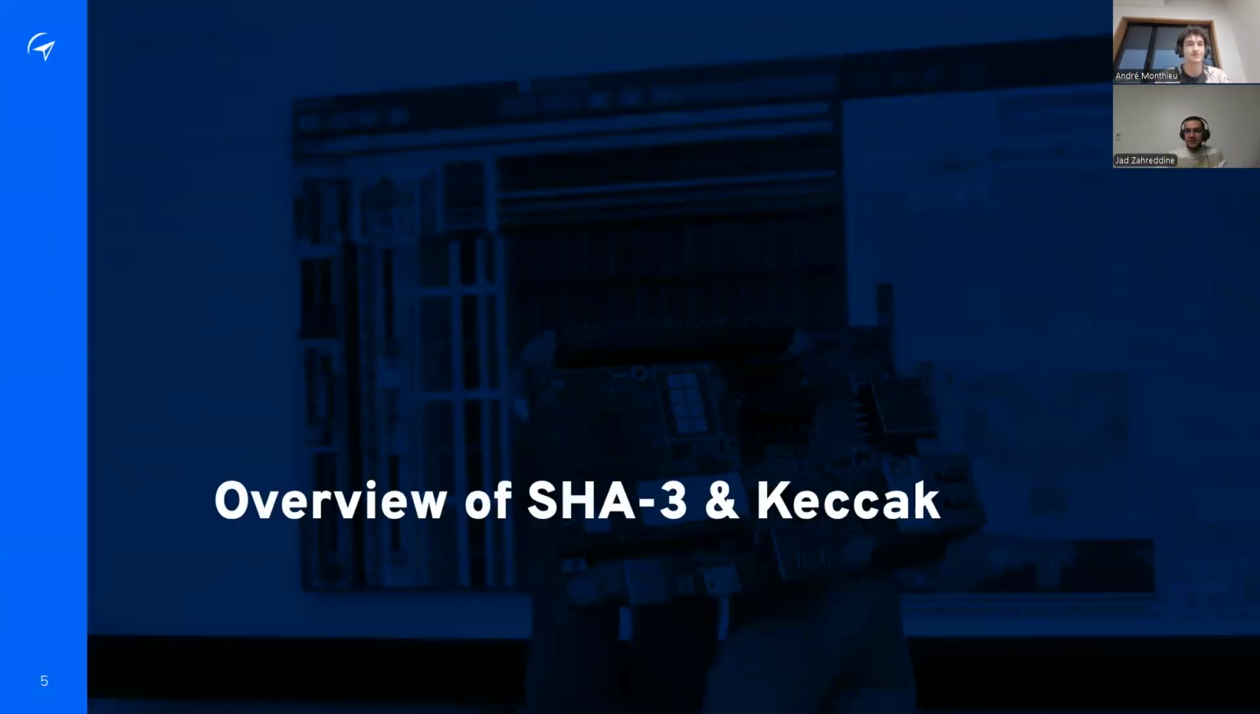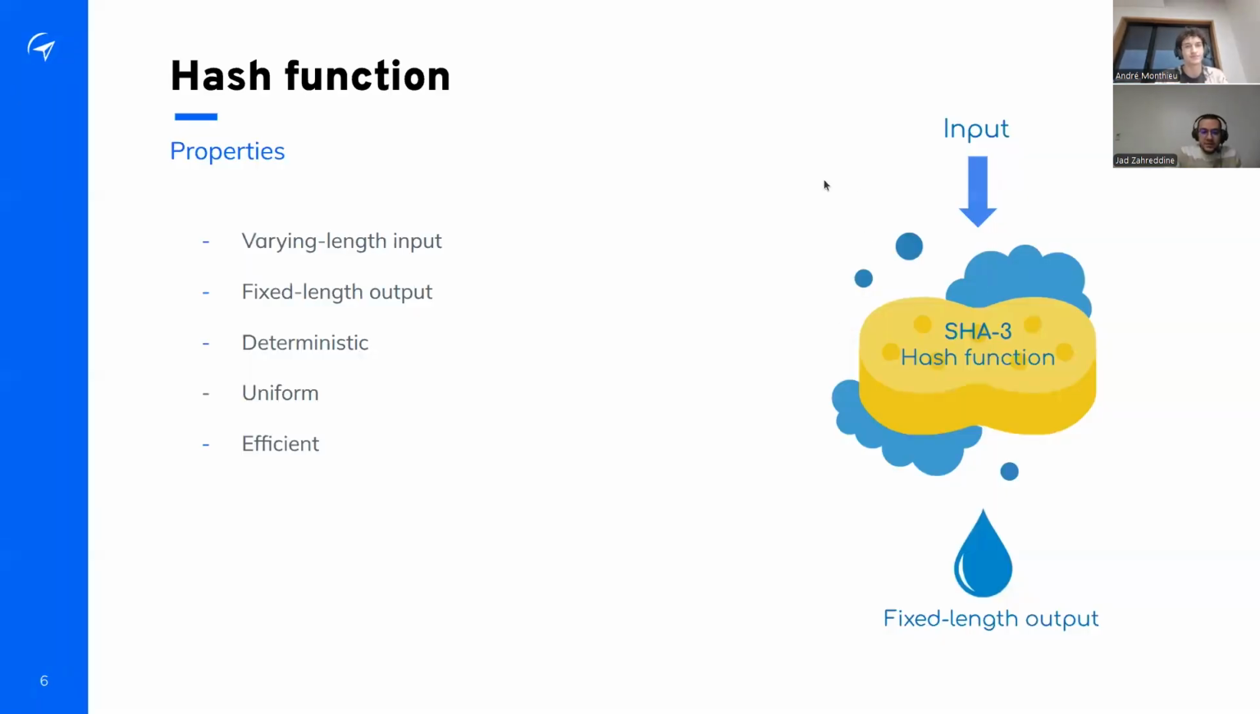Thank you, Andre. So let's start with a brief overview of SHA-3 and Keccak. First and foremost, let's make sure we all agree on what a hash function is. As shown in the illustration on the right, it's a function that resembles a sponge, having the following properties. It can have varying length input, so the sponge can absorb as much water as it desires, but it has a fixed length output. When we squeeze the sponge, we only get one drop.